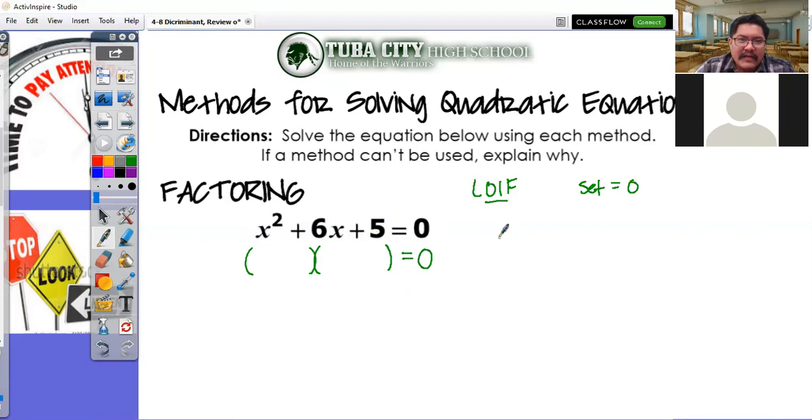So adds to 5, multiplies to 5, adds to 6. Man, I should have had some more coffee this morning.